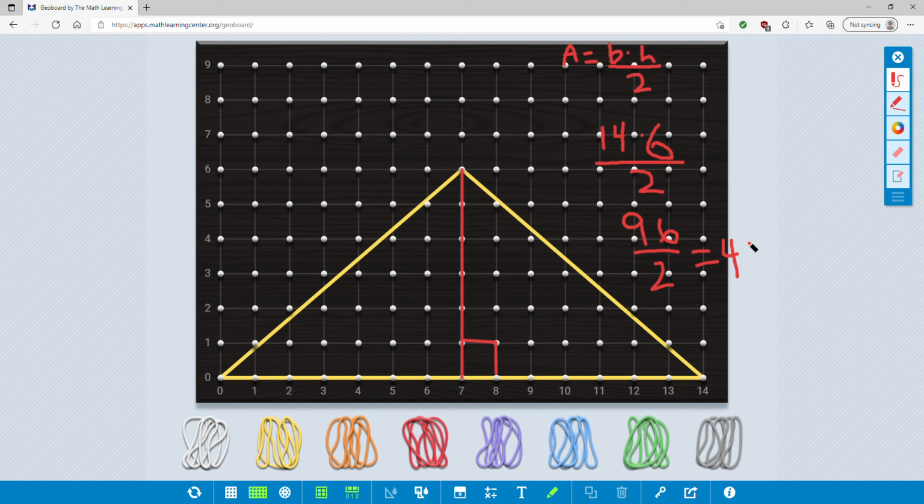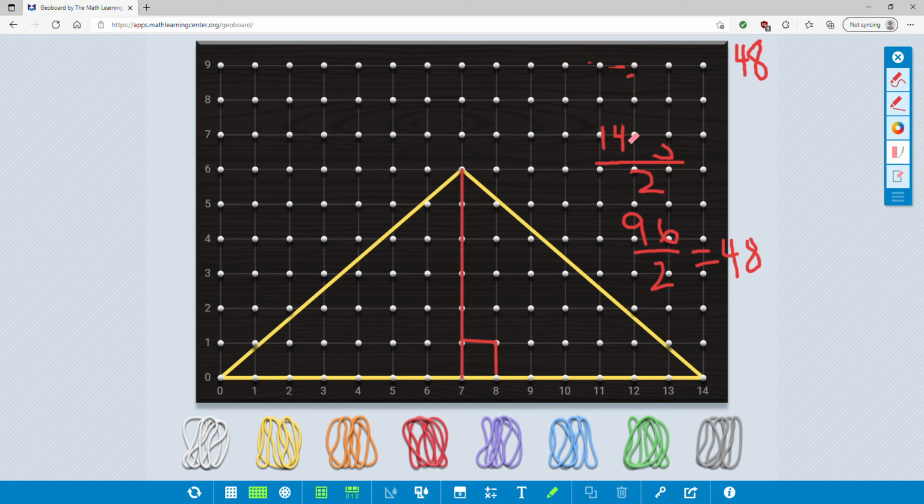So the area of the first triangle is 48, and that would be square whatever unit of measure we gave them. Square inches, square centimeters, square meters, square miles, whatever unit of measure we gave the students to work with. So the first triangle is 48.